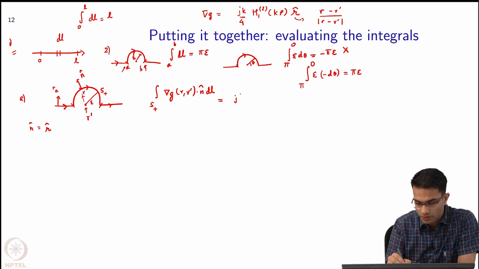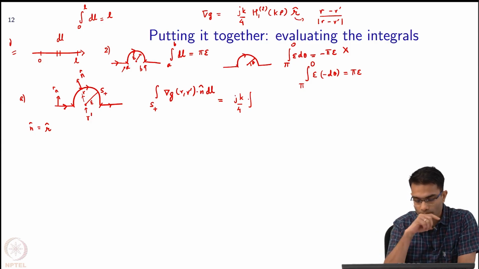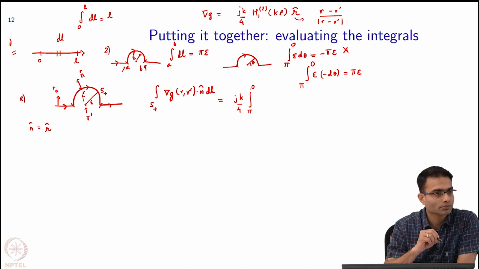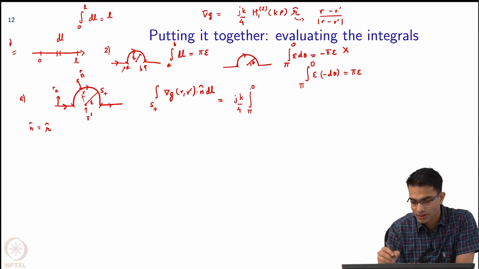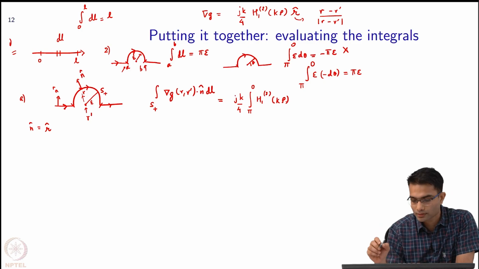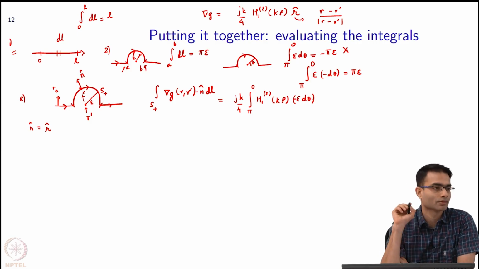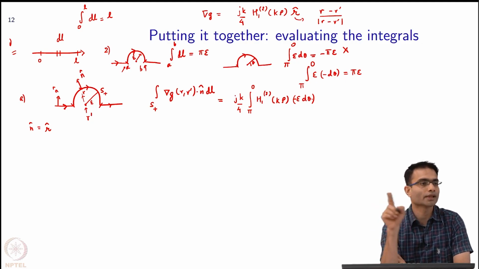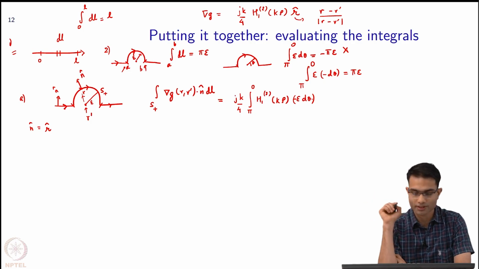So, I can write all the constants out: j k by 4 times the integral. Now, what should I write for the limits of integration? As we did in the simple example, pi to 0, and h 1 2 k rho, and what else? Epsilon, minus epsilon d theta, then I will get the correct interpretation. For example, if I put 1 instead of h 1 2, I should get the length of this string, which I will get if I follow this recipe. Okay.